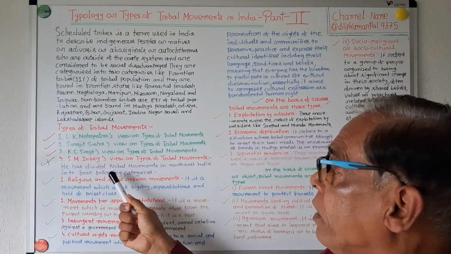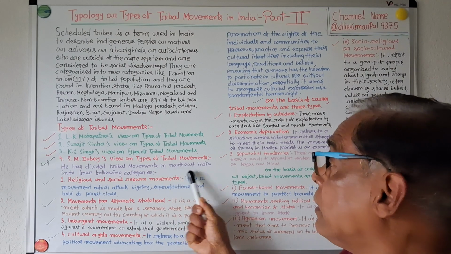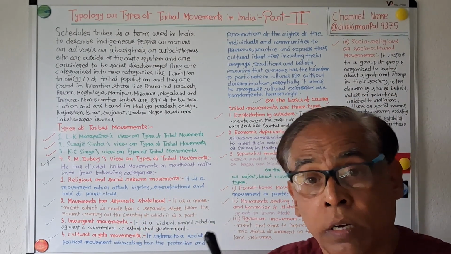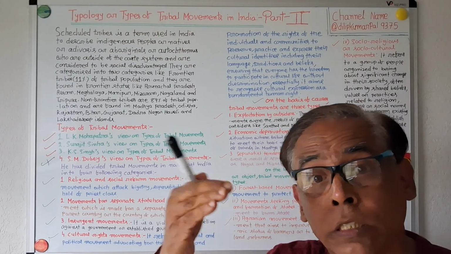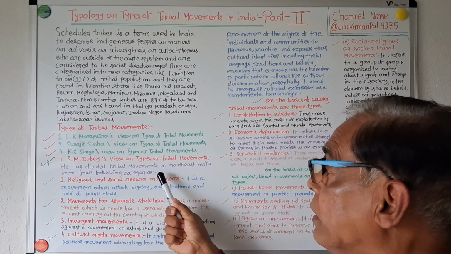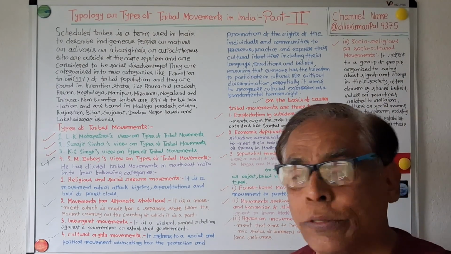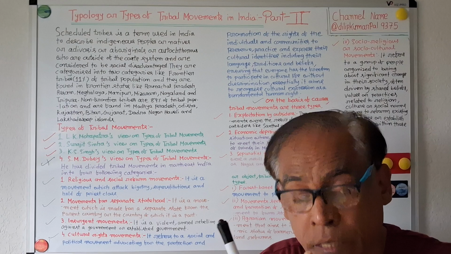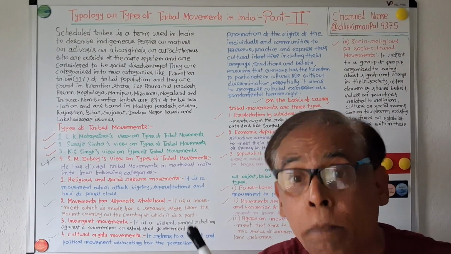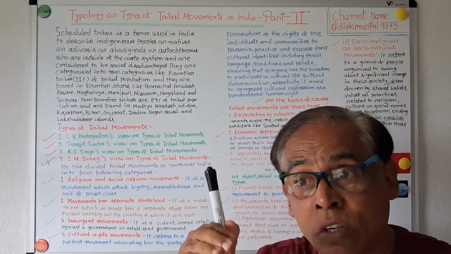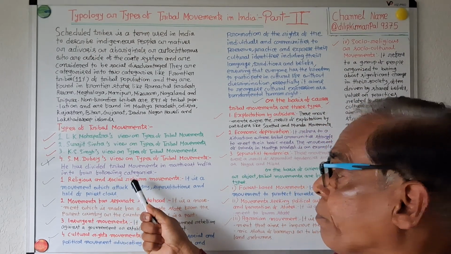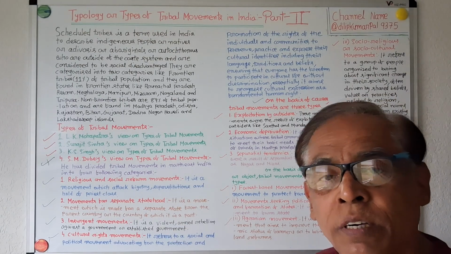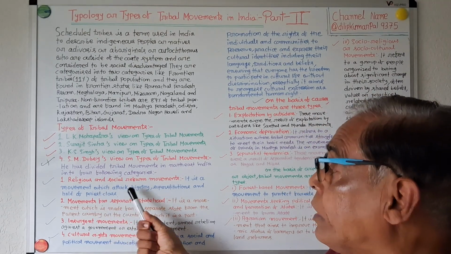He has divided tribal movements in Northeast India into 4 categories. Number 1, religious and social reform movements. It is one type of tribal development.